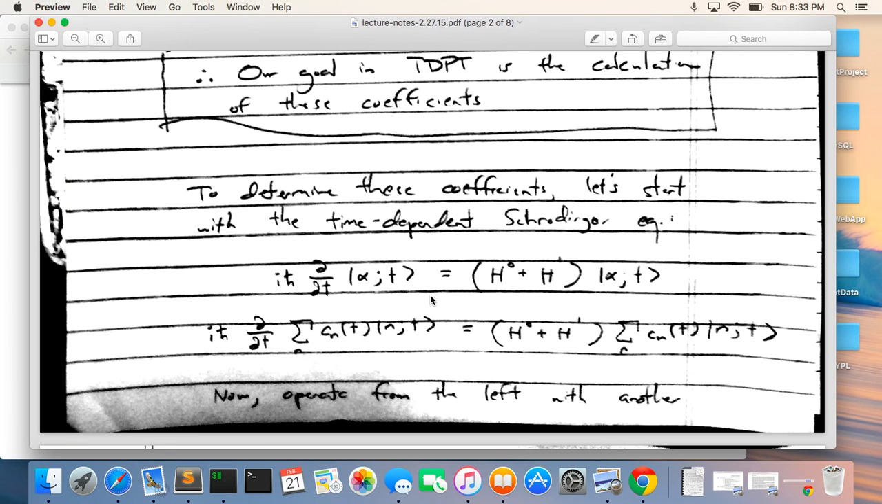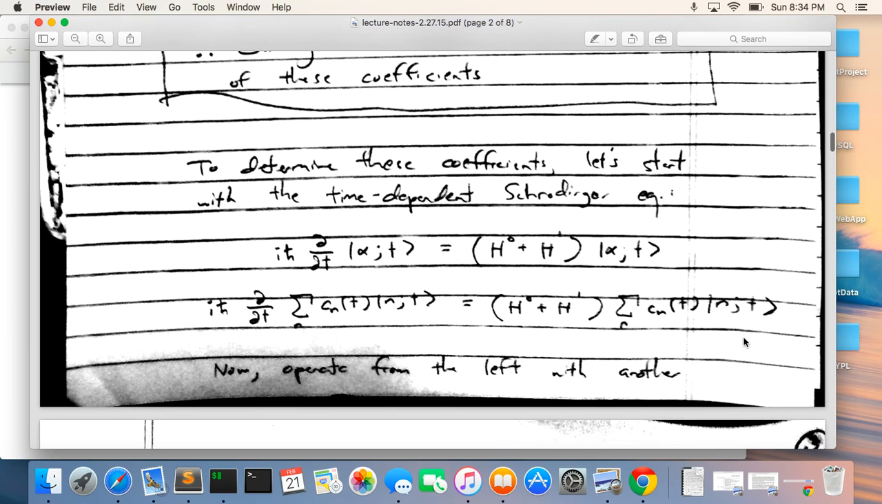We're going to start with the time-dependent Schrodinger equation, okay? And so that means I'm going to have the time derivative part on the left-hand side. On the right-hand side, I've got the Hamiltonian piece, right? And the Hamiltonian I've broken into unperturbed plus the perturbed piece. Okay, and so the next step is to take my state alpha and plug in the linear expansion.